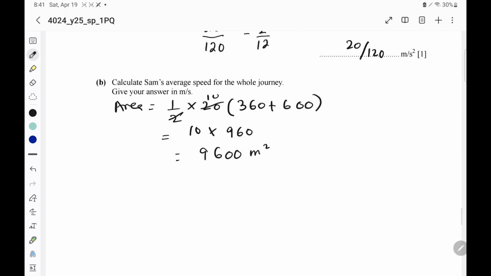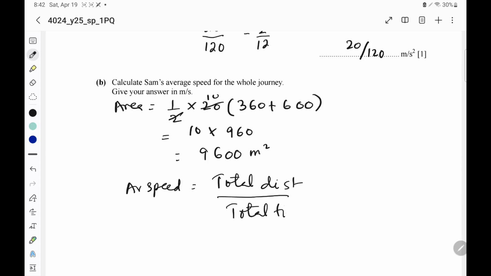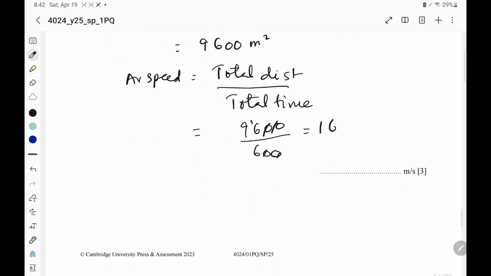Okay, now what do you do to find the average speed? It is equal to the total distance upon the total time. So that is equal to 9600 divided by 600, which was the total time. Whenever you cancel it, 96 divided by 6: 1 is 6, 7 8 9, 6 6 is 36. So 16 is the answer for this question, 16 meter per second.